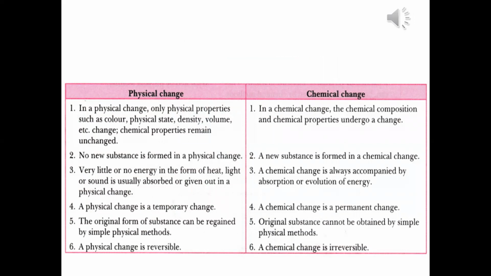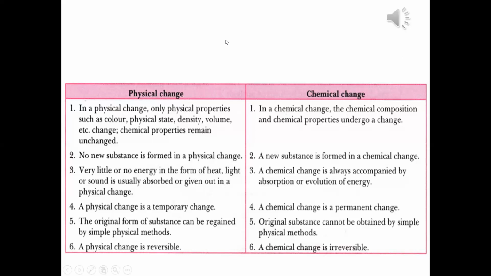Physical change, no new substances formed. In a chemical change, new substances formed. Physical change, only the color, state. If I keep ice outside, it melts. So only the physical properties. If I cut paper, its size only changes, but the properties of the paper remain the same. Similarly, in a chemical change, the chemical composition and properties of the substance change.